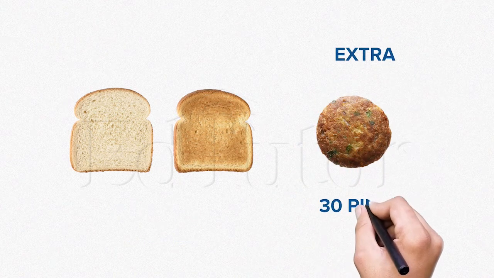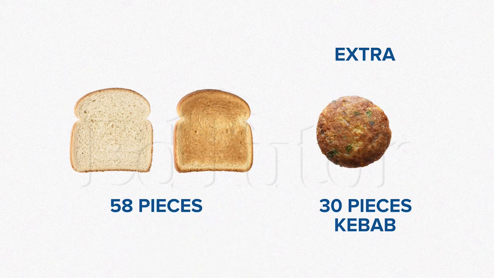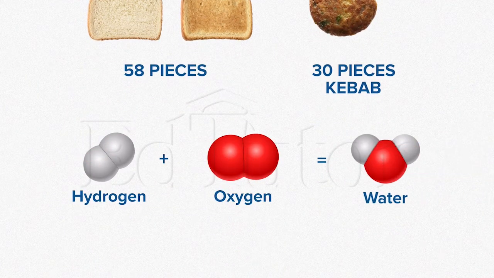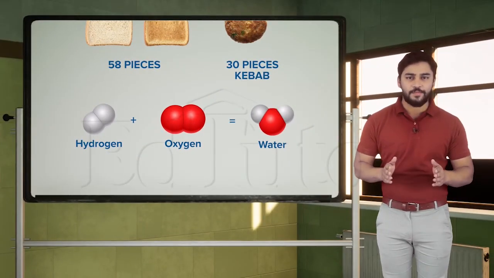We are left with one extra kebab, which is the excess reactant, and the 58 slices are the limiting reactant because once all the 58 slices are consumed, we cannot proceed further in making more sandwiches. So, any reagent which is totally consumed and hence stopping the continuation of reaction is a limiting reactant. I hope it is clear now.